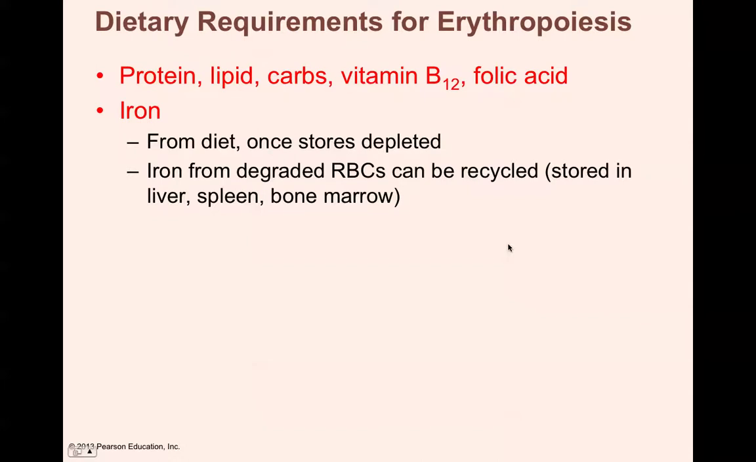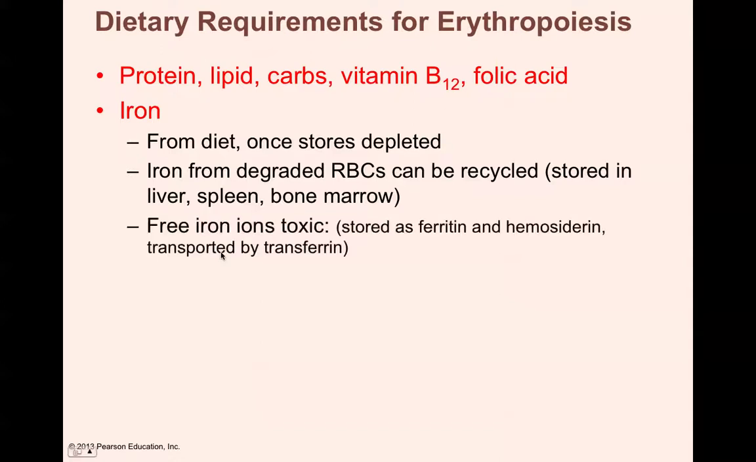And you may have heard about, a couple generations ago, my grandma used to talk about having liver and onions. People would eat beef liver as a source for iron. But there's other things stored in the liver as well. So, free iron ions are actually toxic. So in the body, iron ions are stored as ferritin and hemosiderin, and this is transported by a protein called transferrin. The ferra comes from the symbol for iron, Fe.